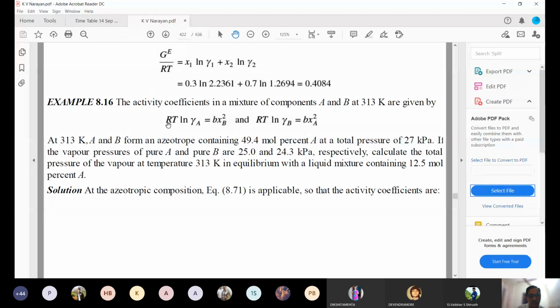In these equations we have gamma A, gamma B, XA, XB, and RT. Find out what the b value is from those equations. I think you'll get different values. That is why you use a different method. Let's find this out first. Find the value of b from both the equations and see if they come out the same.